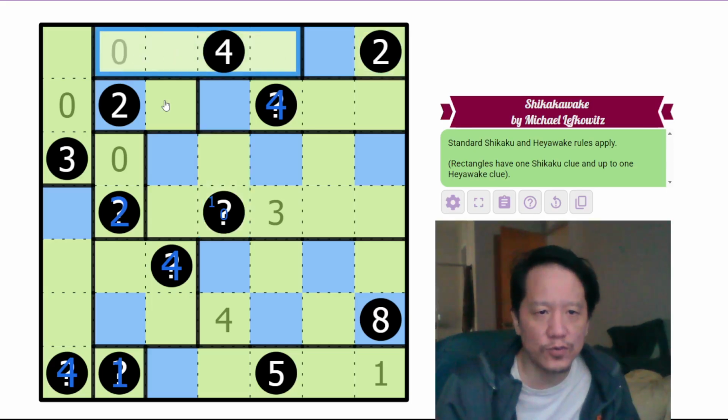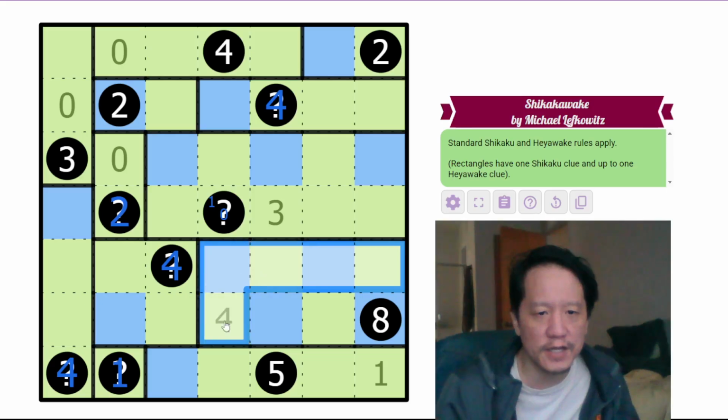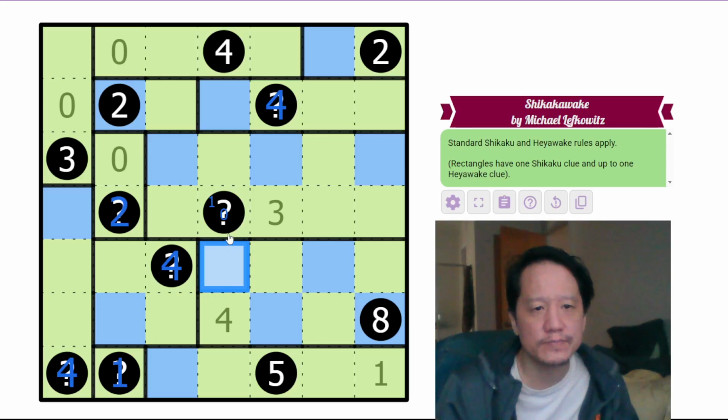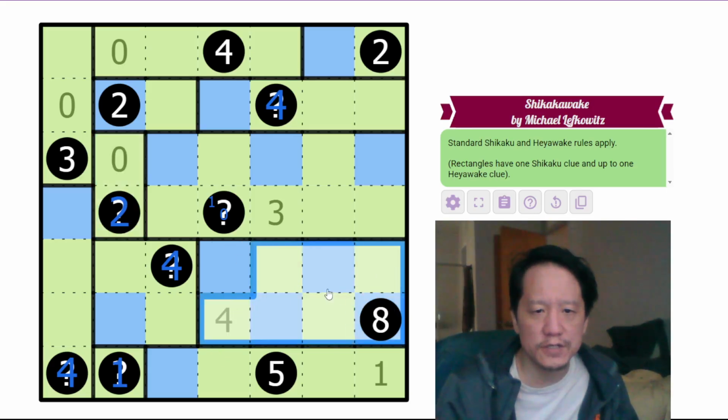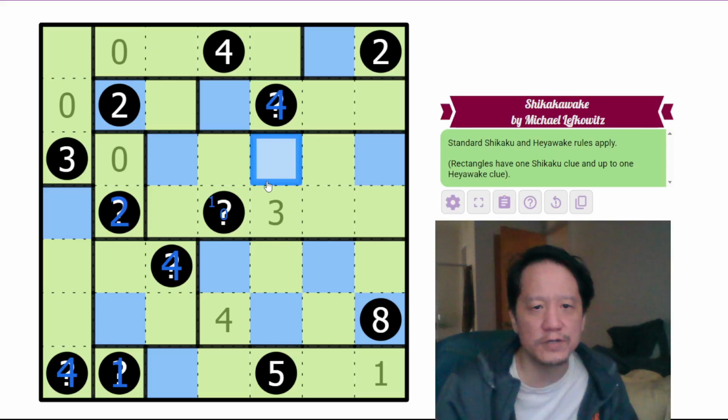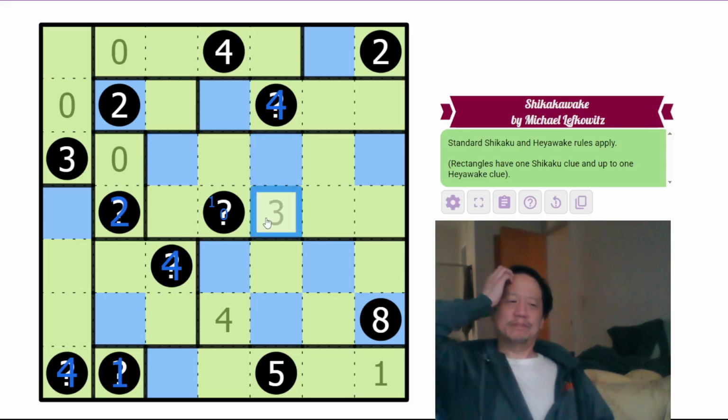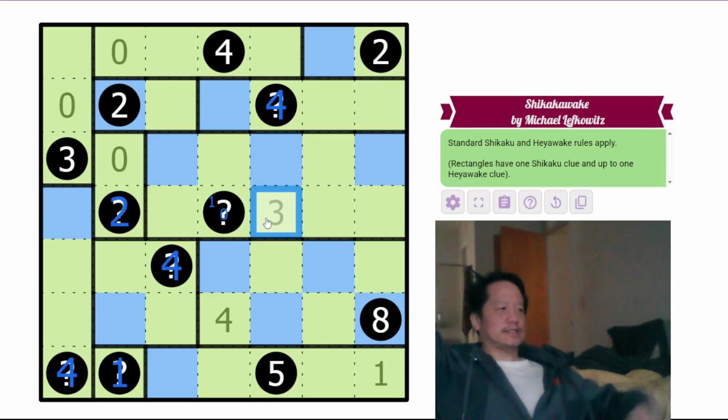Size 2, size 4, size 2, size 4, size 3, size 2, size 10, size 4, size 8, size 5, size 1, size 4. And this has 0 shaded cells, 0 shaded cells, 0 shaded cells, 4 shaded cells, 1 shaded cell, and 3 shaded cells here. So that's the solution.